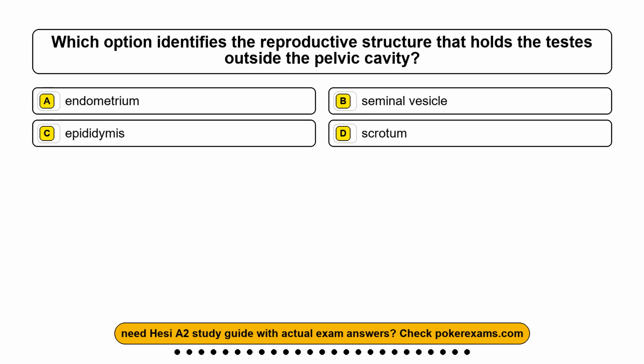Question 25. Which option identifies the reproductive structure that holds the testes outside the pelvic cavity? Option A, endometrium. Option B, seminal vesicle. Option C, epididymis. Option D, scrotum.